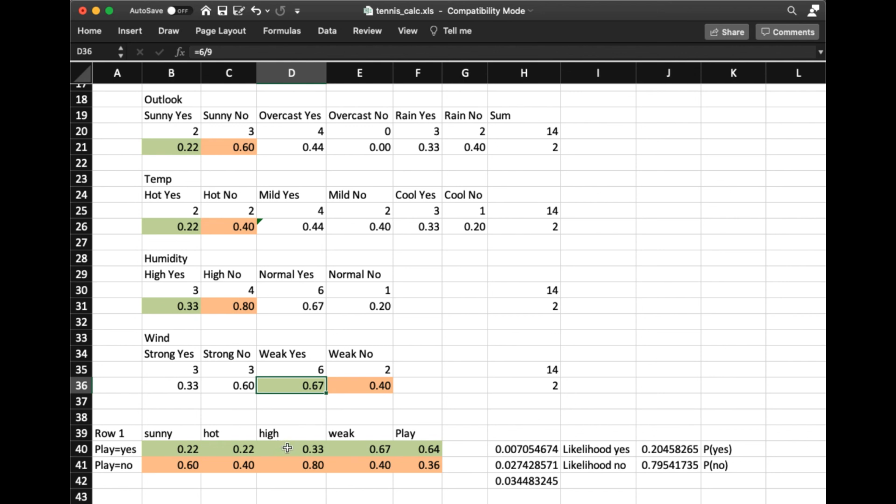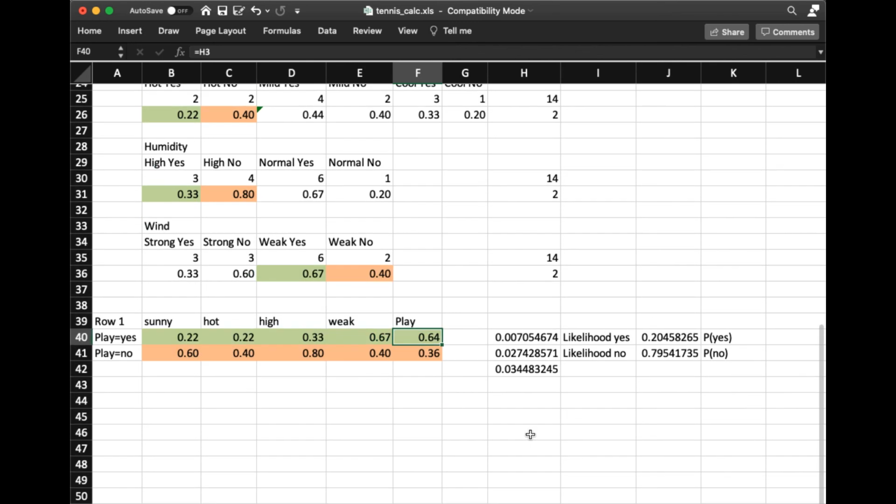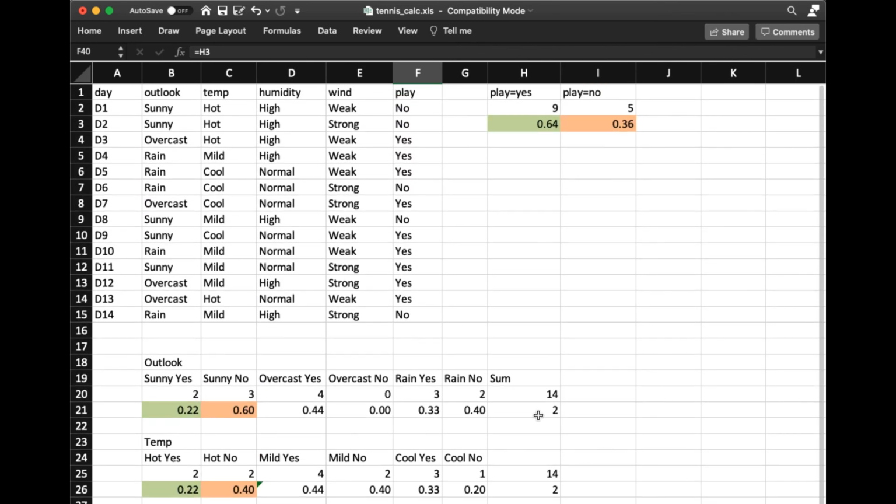So if you understand this spreadsheet and how these different numbers were calculated and used, then you'll be in good shape. And again, it will be a smaller data set, so you won't have to do quite as much counting.